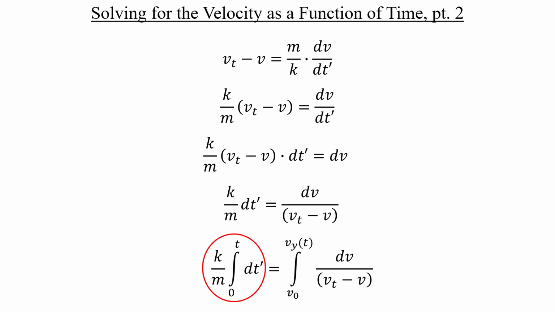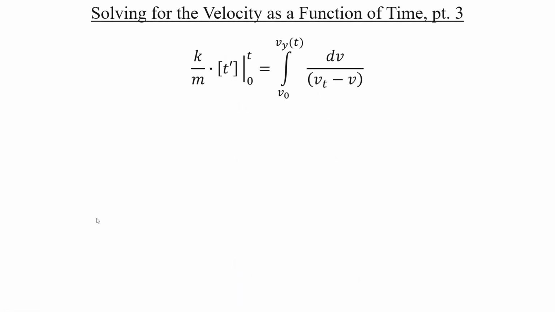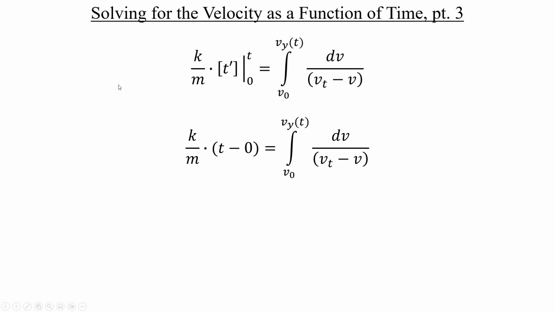So in any case, let's move on to integrating the left side first, which is really easy because all we're doing is integrating 1, which I've omitted. When you integrate 1, you get your integration variable back, which is just t prime, and we will evaluate that at the endpoints of 0 and t, which looks like this. There's nothing too hard there. We'll end up with k over m times t minus 0. So it's just that on the left-hand side.